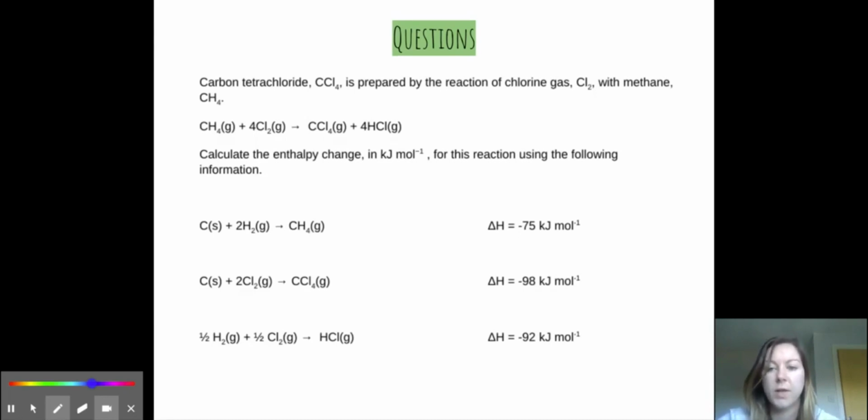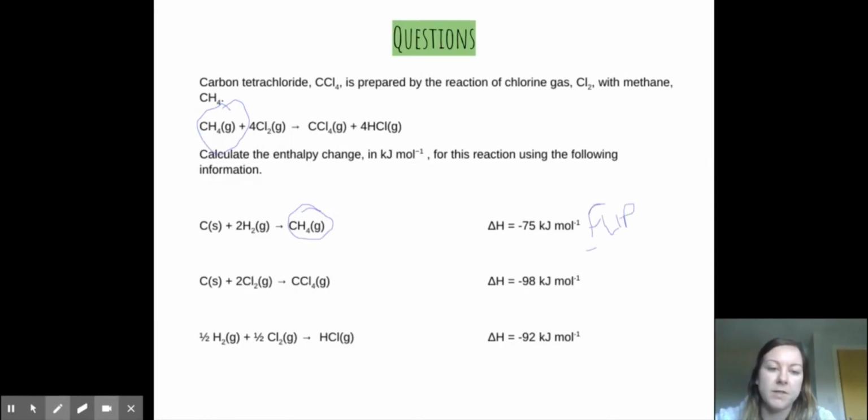So first of all, we have methane on the left here. Methane appears on the right in this equation, so straight away we've got to flip equation number 1. There is the same number of moles of methane, both of them are 1, so we're not having to multiply anything out in the first equation. All we're doing is changing the delta H from minus 75 to positive 75.